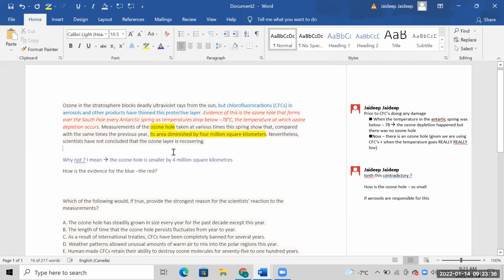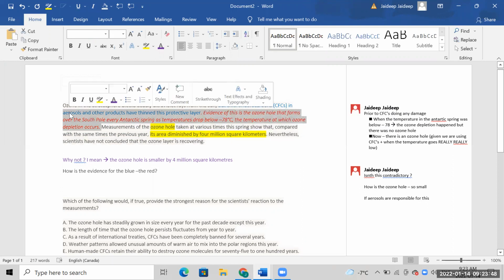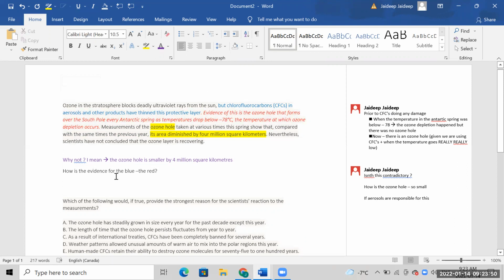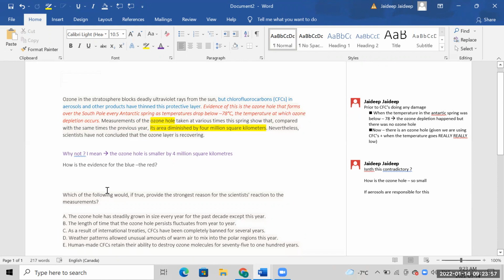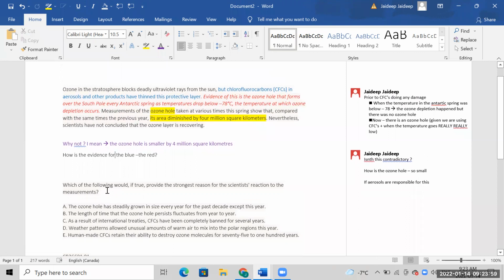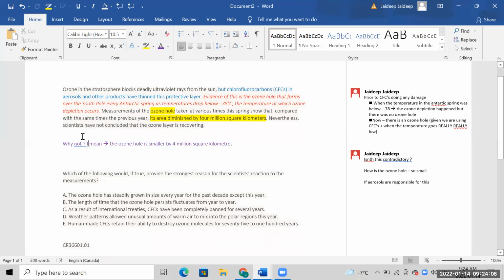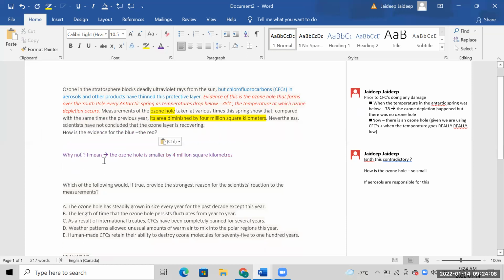That's really strange to me personally. And why do you even need any of this? Why can't you just say this part, measurements of the ozone hole, which of the following provides the strongest reaction to the measurements? So maybe it was a one-time issue, an outlier. Maybe something else took place.